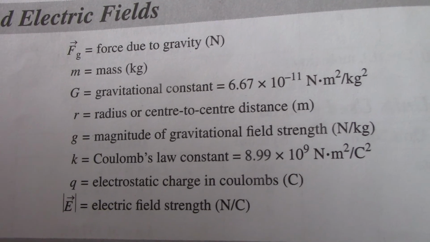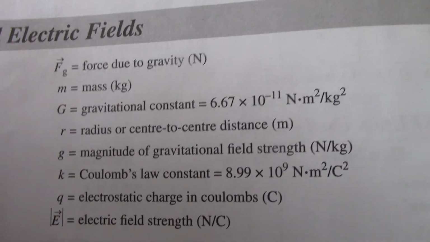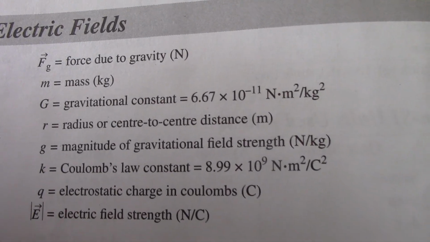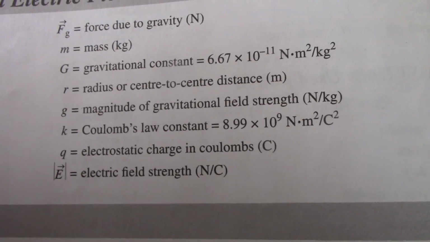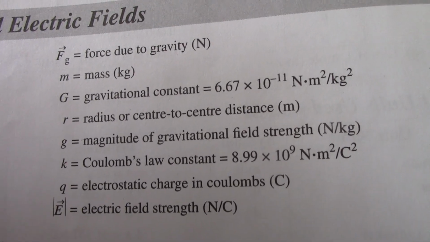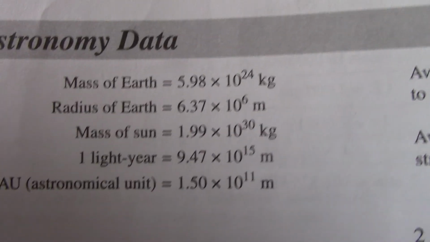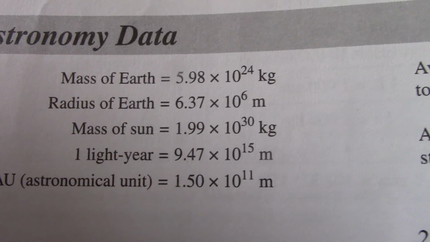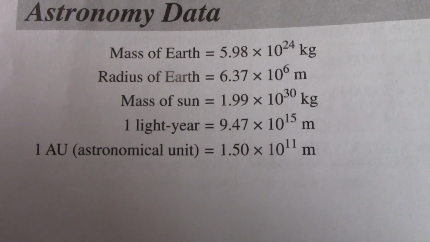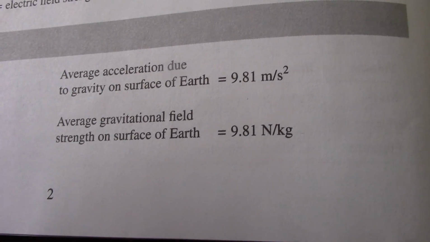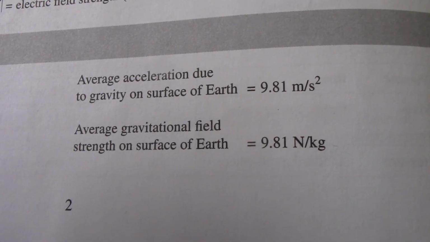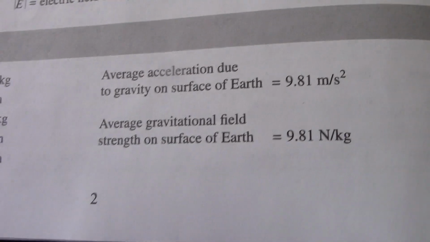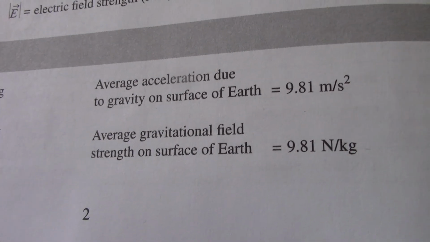Like big G equals 6.67 times 10 to the negative 11th, Newton meter squared per kilogram squared. You have Coulomb constants for electric field strength. I'm going to use these as the lecture goes on. You also have some data about masses of celestial objects, like the mass of the Earth, the radius of the Earth, the mass of the Sun, the distance of a light year, acceleration due to gravity, and the gravitational field strength of the Earth. You'll be using those as constants.